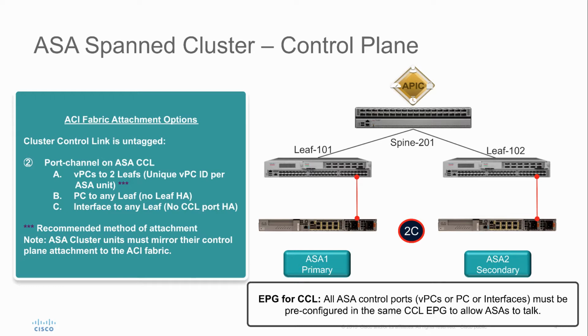So to get the cluster control plane up and running, we actually have to create an EPG for CCL and add all of these static paths into that EPG so that all the ASAs can actually talk to each other. Again, this particular attachment has to be mirrored across all ASAs for cluster to work.